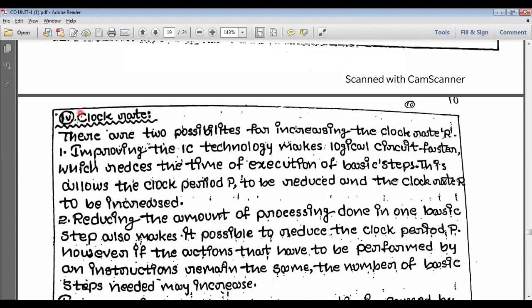Clock rate, that is the number of clock cycles per second. How will this be? This is also defined by the basic performance equation. What is that? T equal to n into s by r. Remember this. Based on this only, all the parameters are affected. N into s by r. So what is this r? Clock rate, the number of clock cycles per second. This is in the denominator.